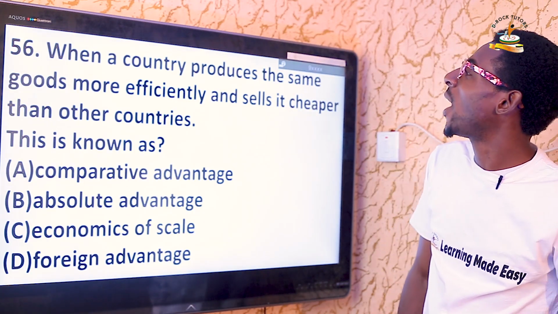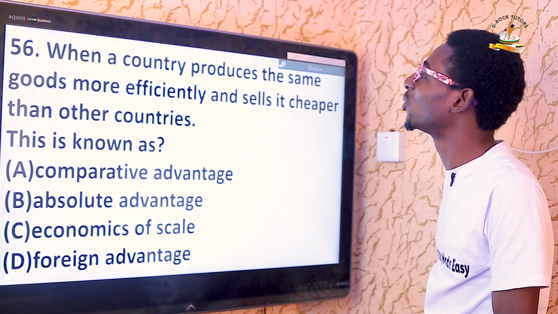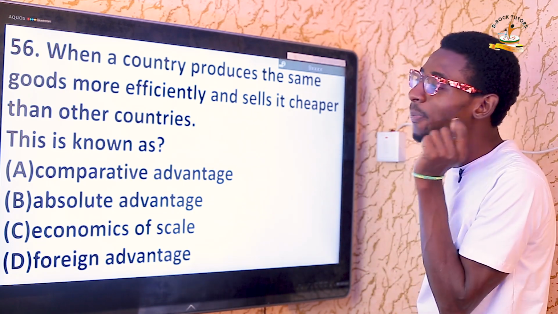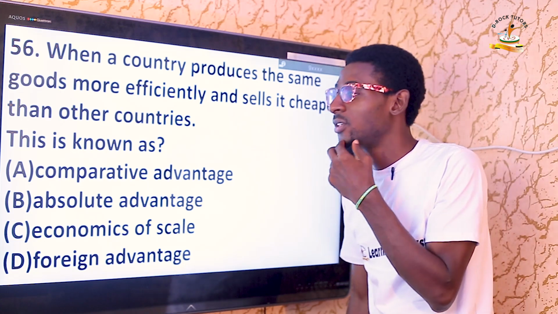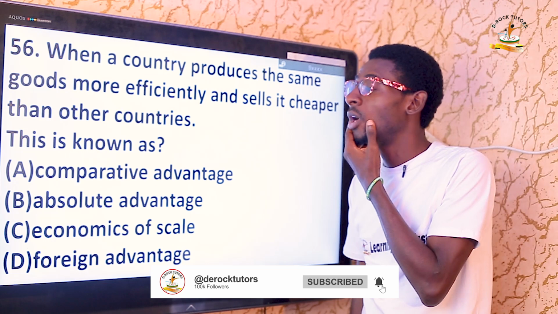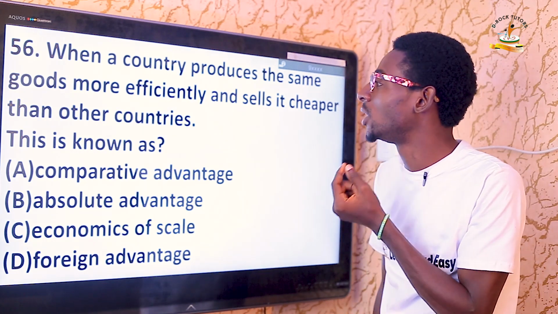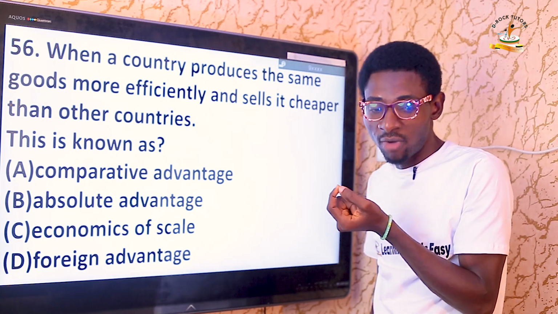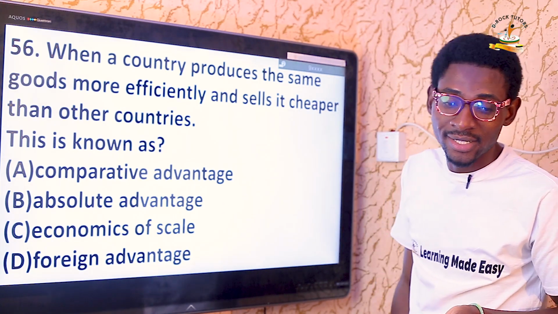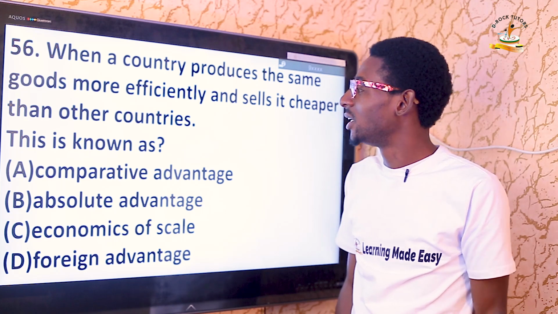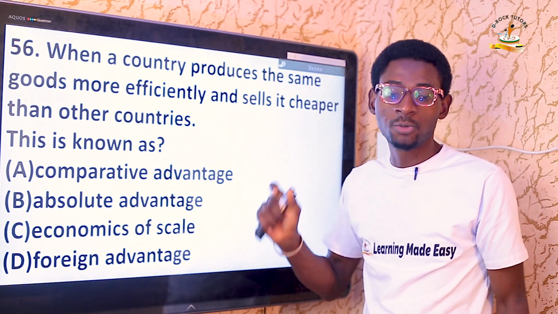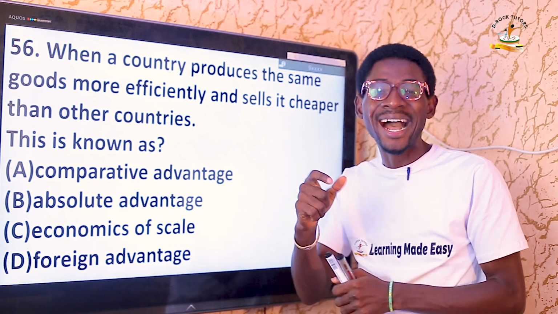56. When a country produces the same goods more efficiently and sells it cheaper than other countries, this is known as comparative advantage. It means the country is producing at a low cost.